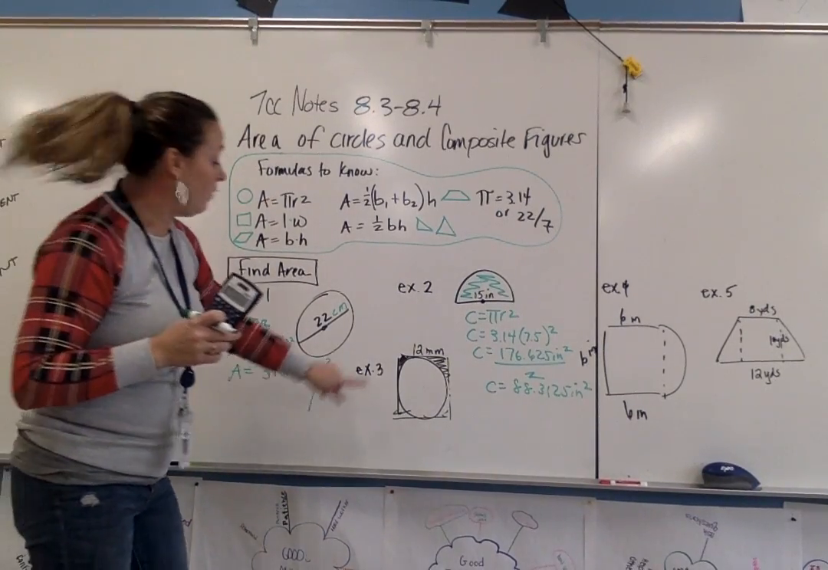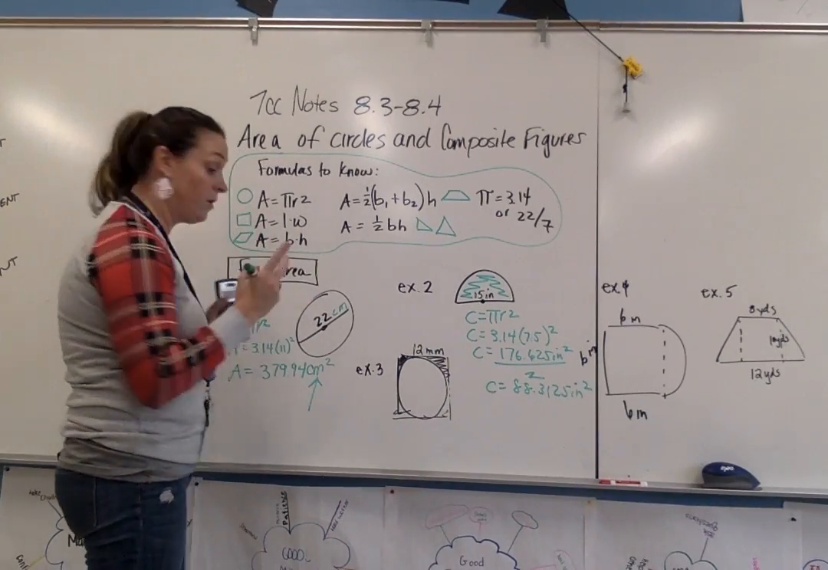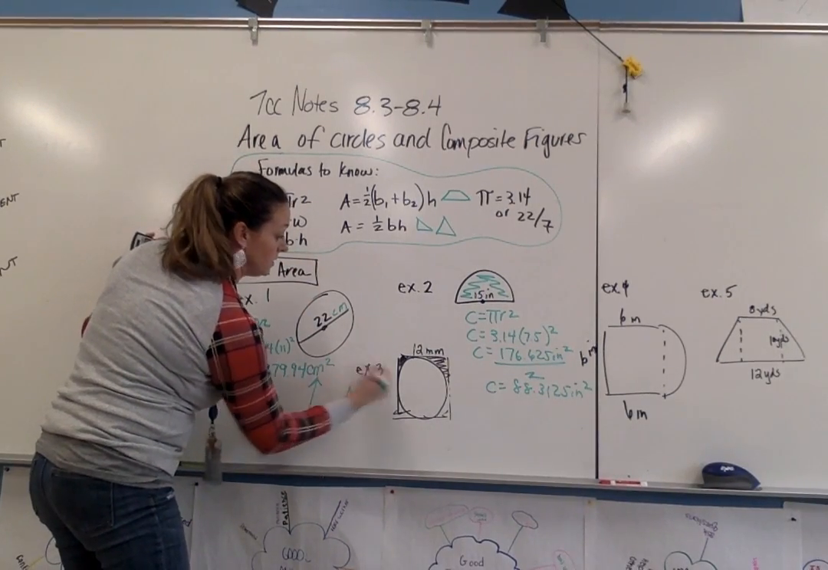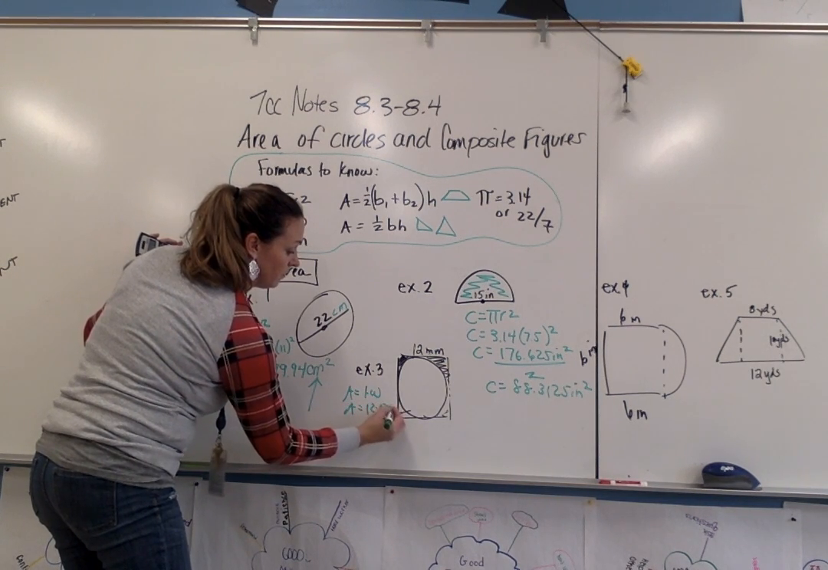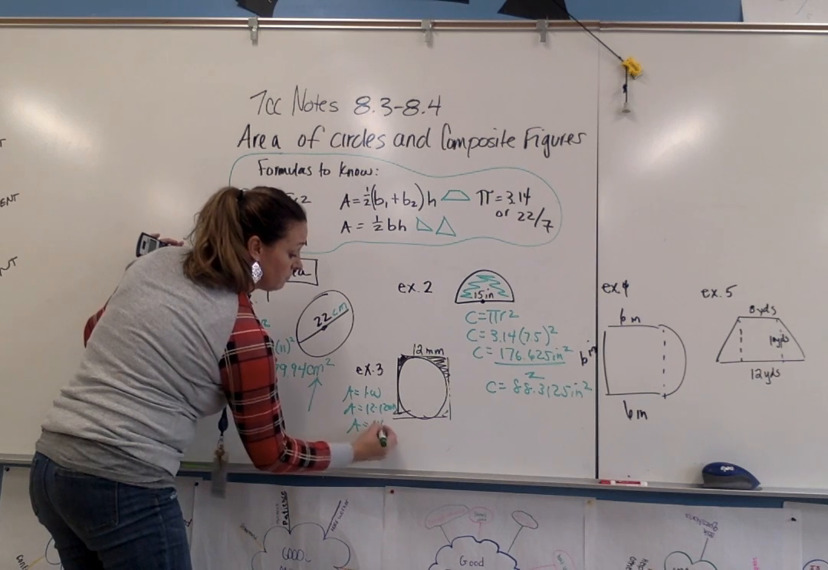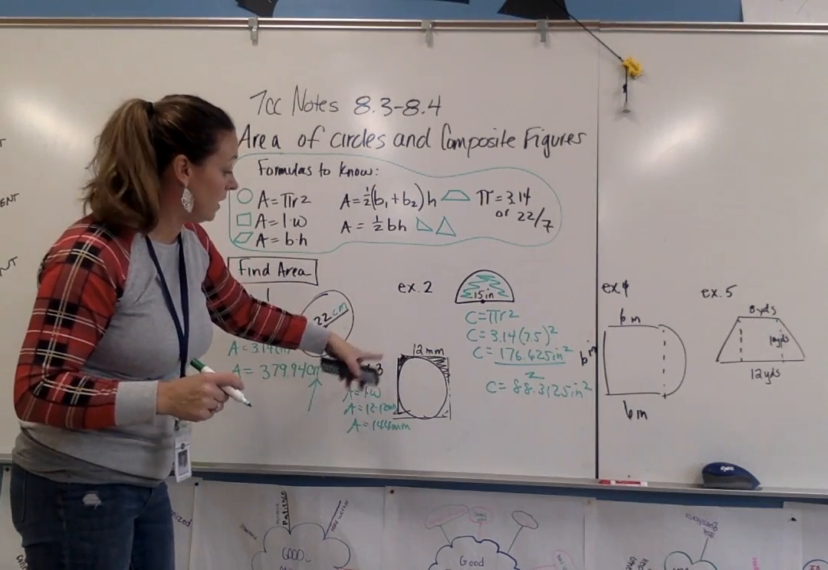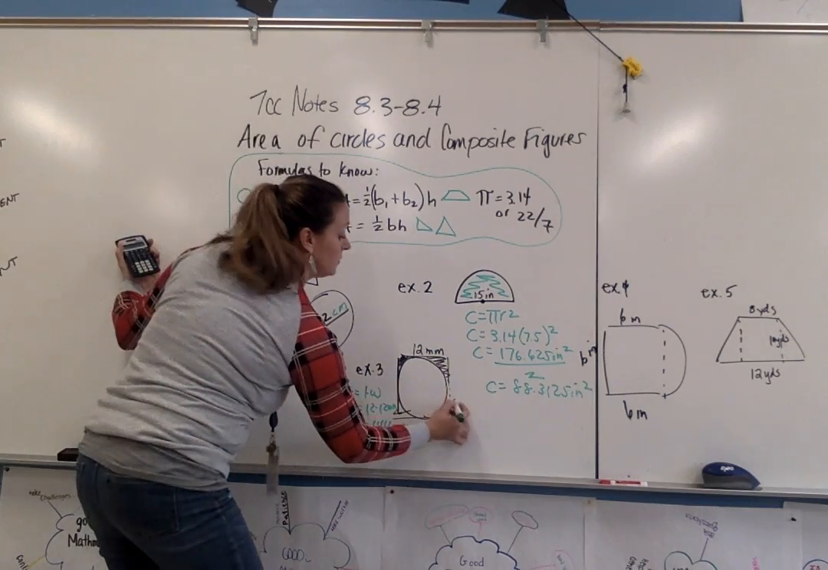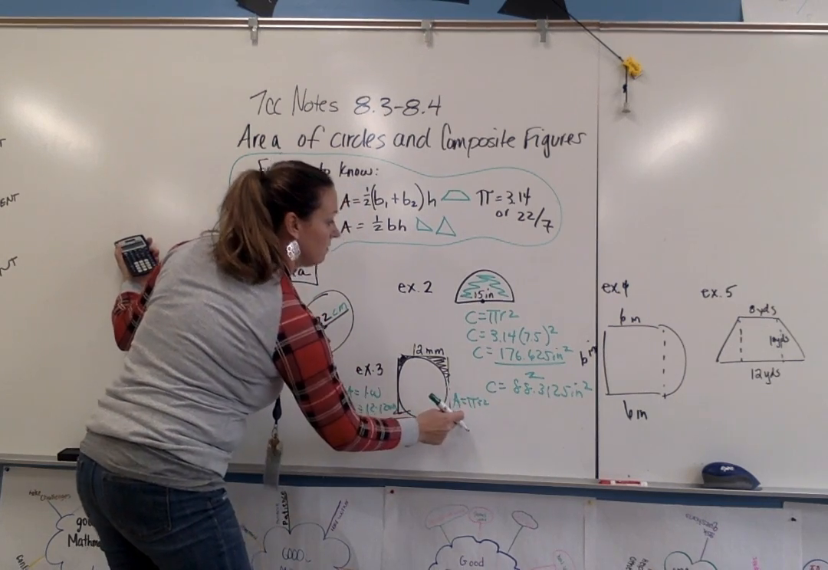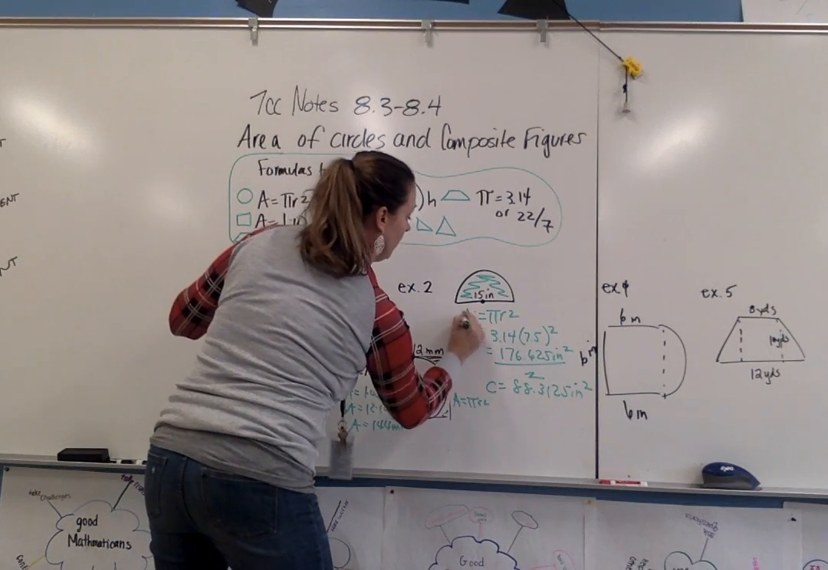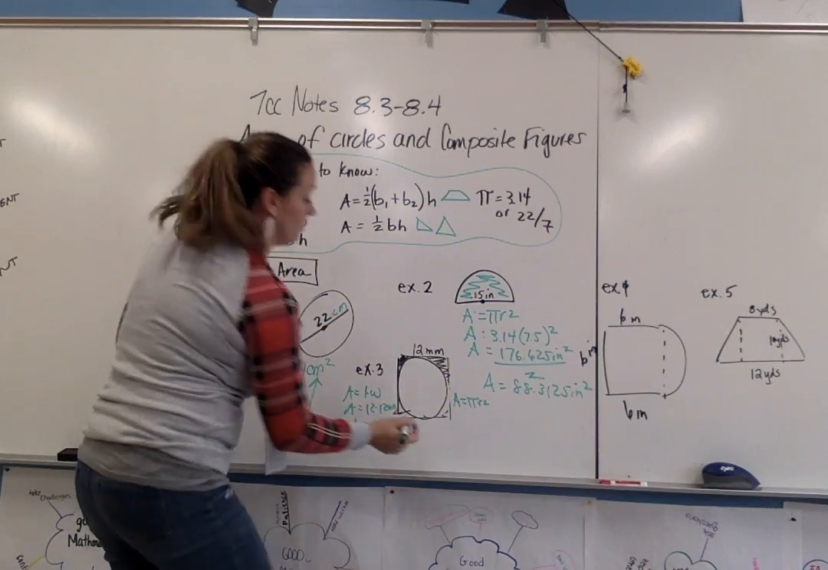Example 3, I want to know just the shaded area. It's a circle within a square, so I have to do 2 area problems. Area of a square or a rectangle is length times width, so it's 12 times 12 millimeters, so my area is 144 millimeters squared. If the side of the square is equal to the diameter, I can use area equals pi r squared. This should have been an A. So area equals pi r squared.